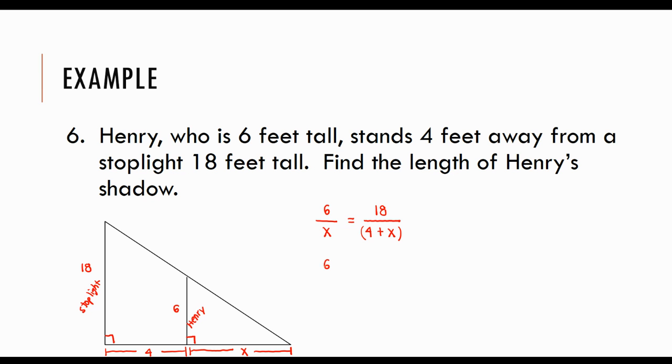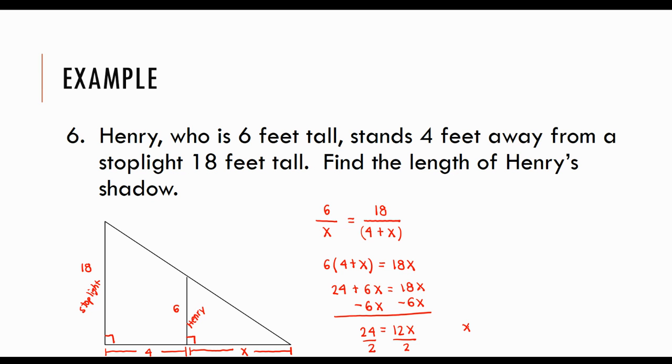So now I'm going to recognize that because I have this binomial, I'm going to put it in parentheses and I'm going to cross multiply. 6 is going to get multiplied by both the 4 and that X, and that's going to equal X times 18, which is 18X. I'm going to distribute the 6, so I have 24 plus 6X to equal 18X. Because I've got X's on both sides, I'm going to subtract the 6X so I can combine those like terms. That gives me 24 to then equal 12X.